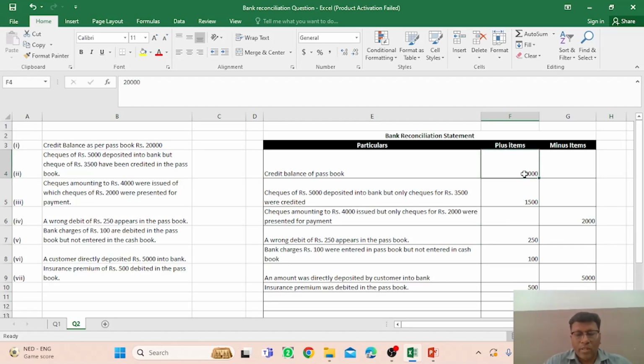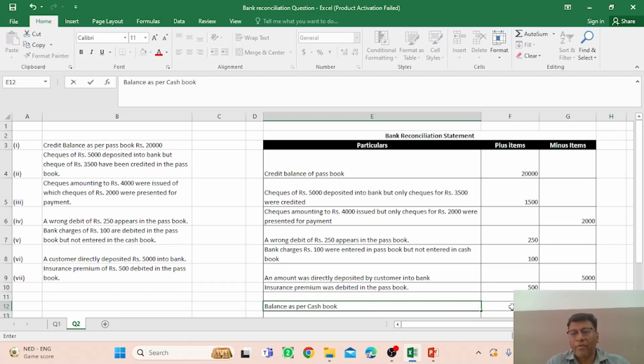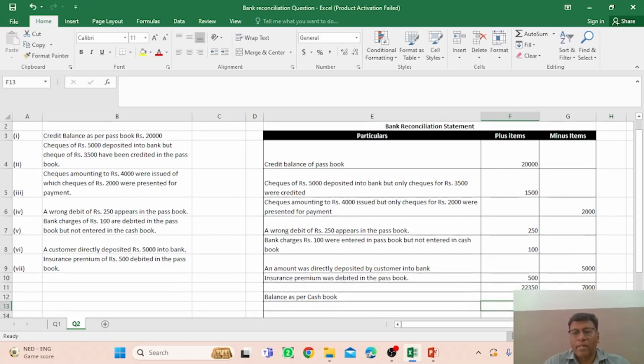So now we have to take the total. This is the total of the plus items, and when you take the total of this side, you find 7,000, and the balance as per cash book now you have, right? Okay, just calculate it, this one minus this one, and you find 15,350. This is the balance as per cash book.